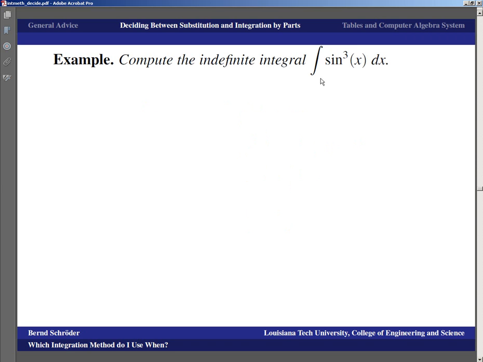Let's look at the indefinite integral of sine cubed of x dx. There are formulas for these things, but if something like this has to be computed very quickly, well, we know that the integral of sine cubed of x dx is the integral of sine squared x times sine x, and we know sine squared of x is 1 minus cosine squared x. Trigonometric Pythagoras is something that you just have to have down pat.